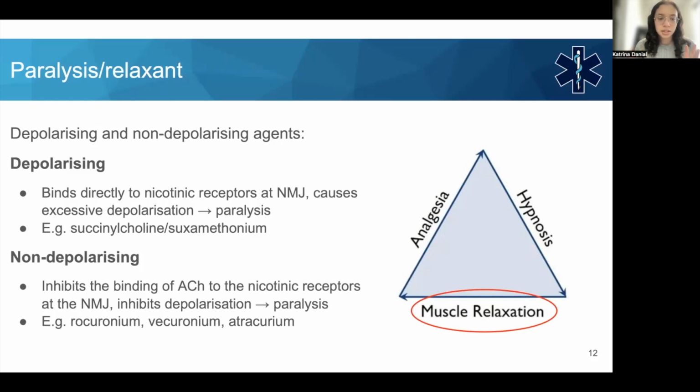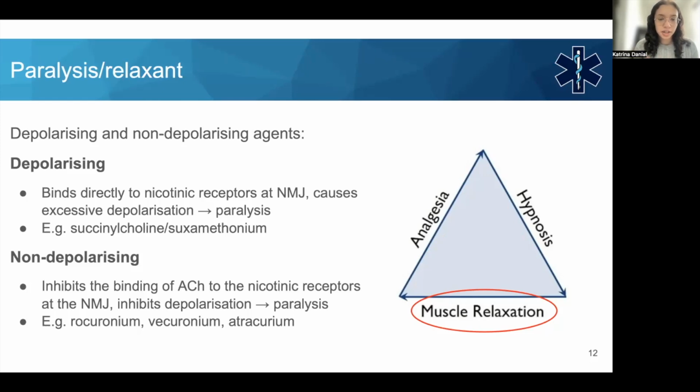There's two classes of medications that we can give to paralyze the patient. There's the depolarizing blockers and the non-depolarizing blockers. So the depolarizing blockers, that includes suxamethonium, is the main one you'll see. So it binds directly to the receptors, and it causes excessive depolarization to the point that it causes paralysis. Okay, so you'll see the patient twitch just a little bit, and then they'll be completely paralyzed.